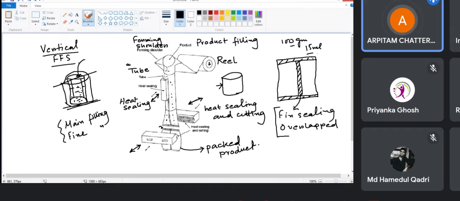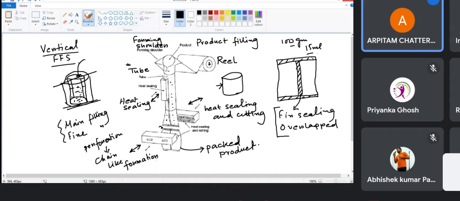Again, in this case also, instead of cutting, you can have a perforation arrangement, which is not going to cut it, but it is going to give you a chain like formation. I hope this is fine with you all. Yes, sir.